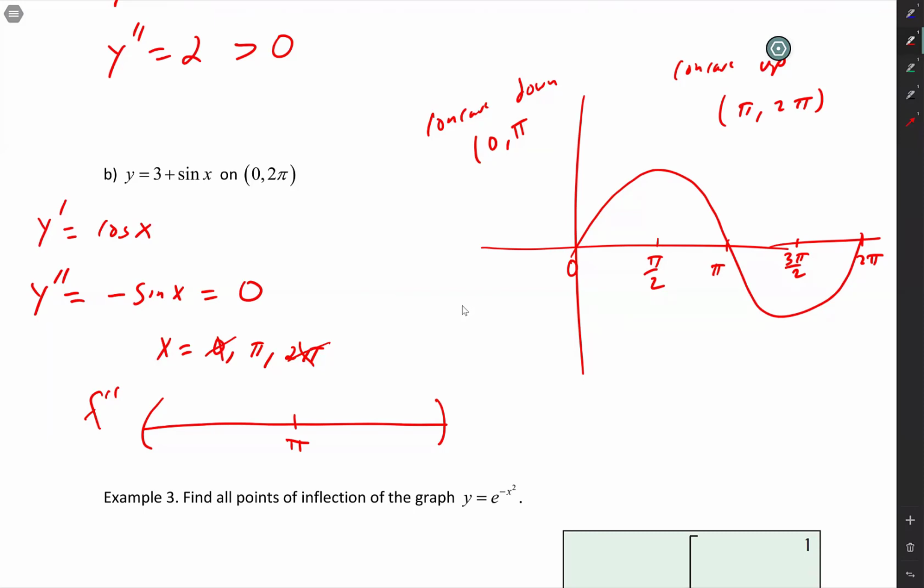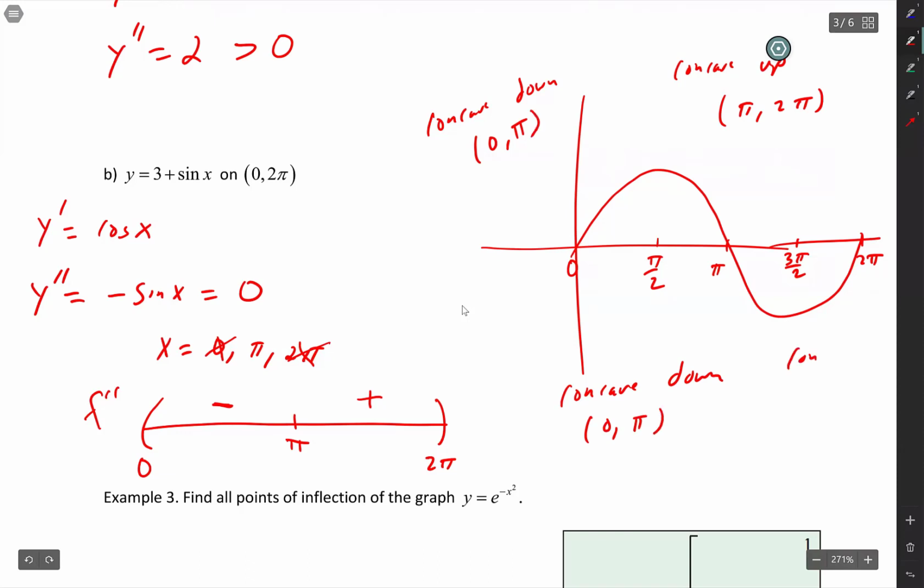If I choose a number to the left of pi, like pi over 4, sine of pi over 4 is square root of 2 over 2, but I have a negative in the front, so there's going to be a negative. If I choose a number to the right of pi, like 5 pi over 4, sine of 5 pi over 4 is negative square root of 2 over 2. Negative times a negative is a positive, and look, the math worked. Concave down, 0 to pi, and concave up, pi to 2 pi.